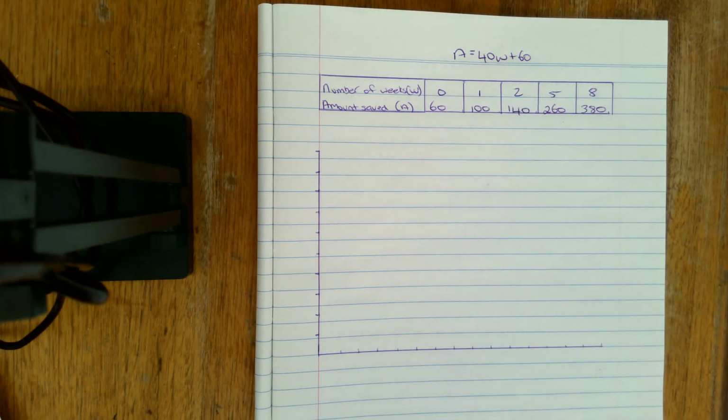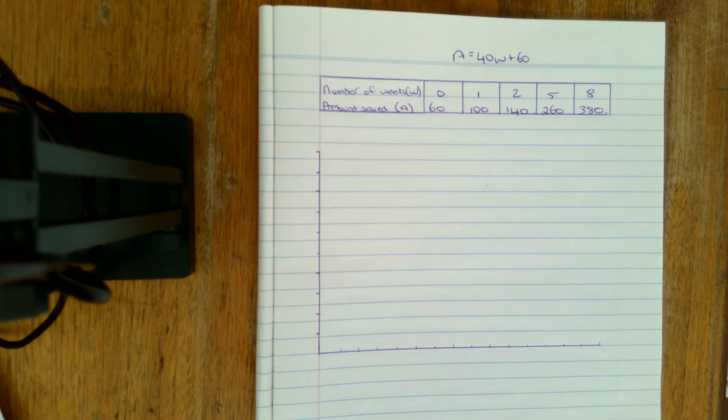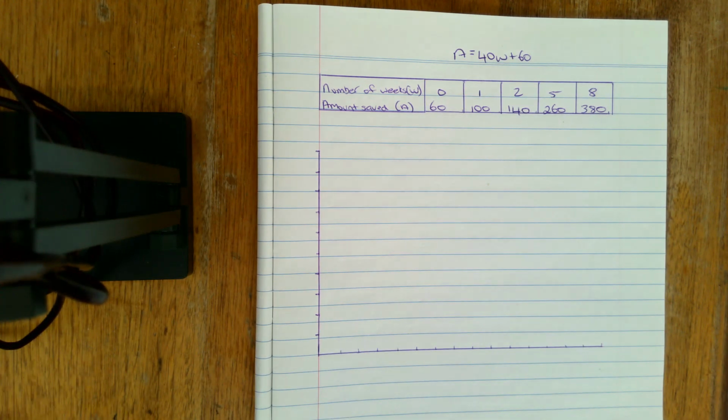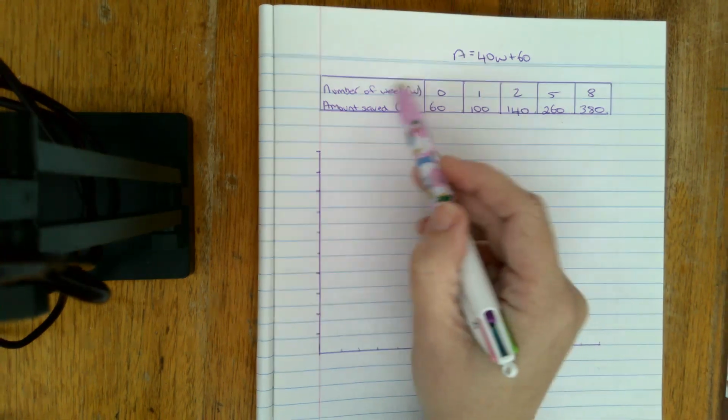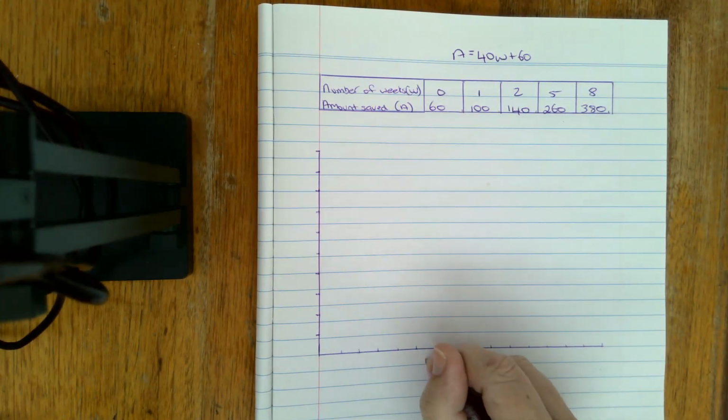The second part of the question is to plot the function on the graph paper, and don't forget to correctly scale and label your axes. Remember, this is really easy marks when you actually remember to write these. Time is always on the bottom. What are we going to write? Weeks. Okay, so number of weeks.